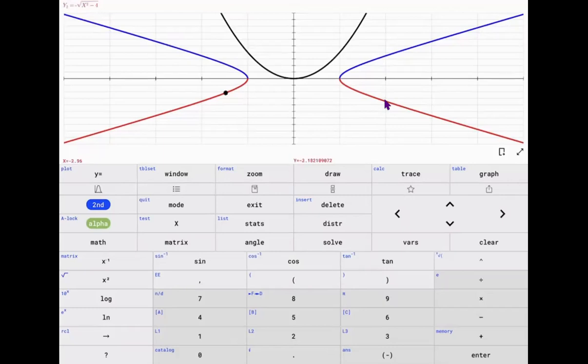So you see it up here. Also the black one is the second equation. They don't meet. They do not have any intersection. That explains that the system will have no solution.